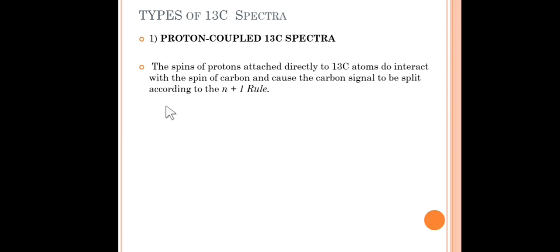So let's see the proton coupled spectra first. The spins of the protons attached directly to C13 atoms do interact with the spins of carbon and cause splitting according to the n plus 1 rule. So H1 and C13 will couple with each other and split according to the n plus 1 rule.